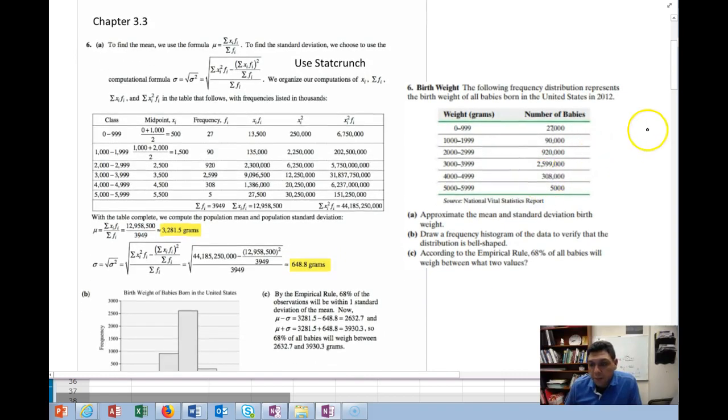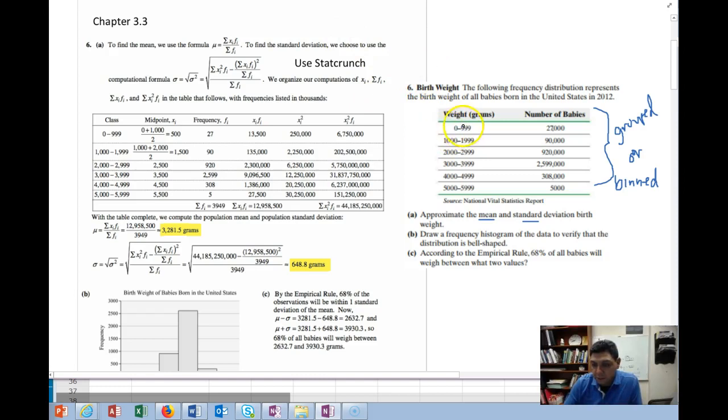The first problem has to do with calculating mean and standard deviation again, but this time the data is what we call grouped. You can see it's already been organized for us, so we call that grouped or binned data, as we discussed. We say binned. They can put in trash bins or in containers.